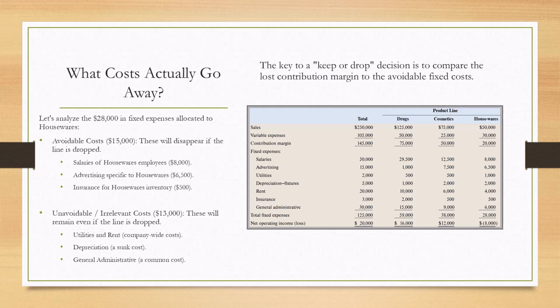Next, we identify the unavoidable or irrelevant costs, which total $13,000. These are costs that will remain even if the housewares line is eliminated. They include company-wide costs like utilities and rent, depreciation on fixtures, which is a sunk cost, and general administrative expenses, which are a common cost.